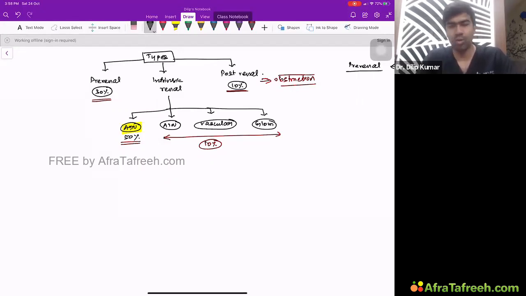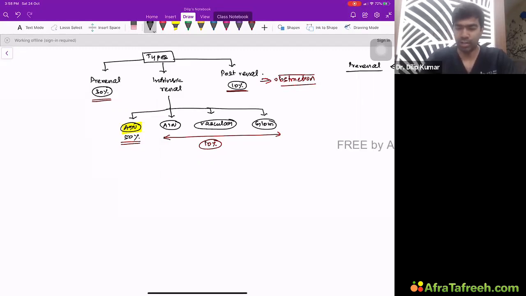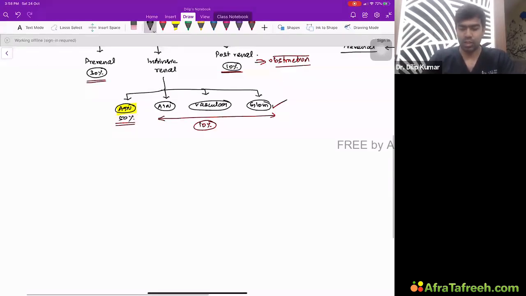ATN, you do have some peculiar findings. Vascular causes will have some peculiar findings. Glomerular causes, we've already discussed. I'm not going to discuss any glomerular causes. We've already done enough with acute glomerulonephritis, so I don't want to discuss that. How will they behave? We know that already. But to know this pre-renal versus ATN, let us take a glomerulus first.